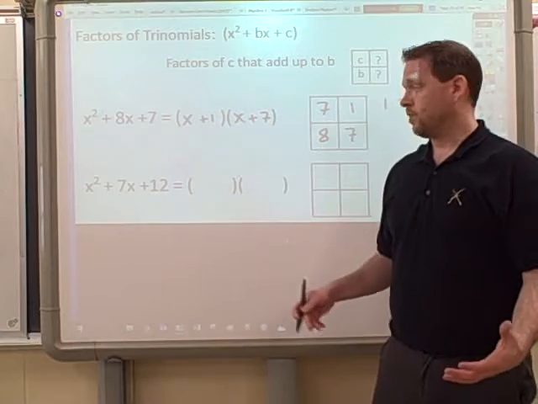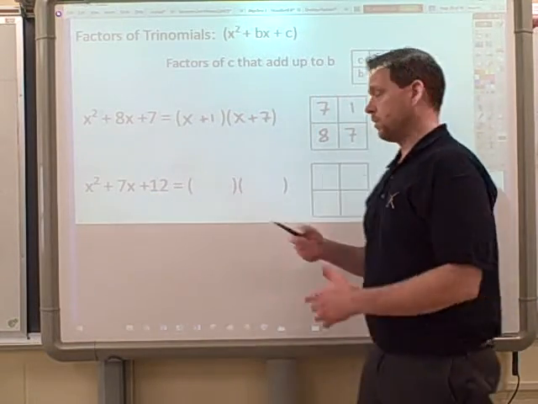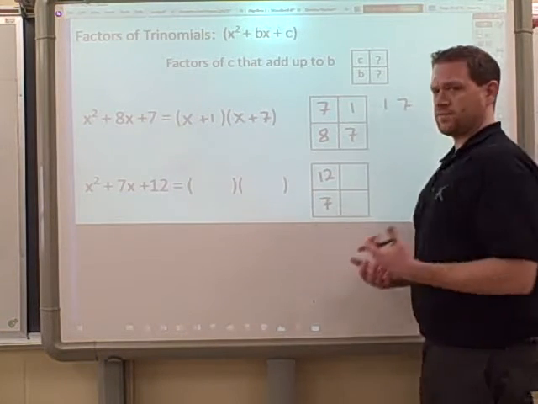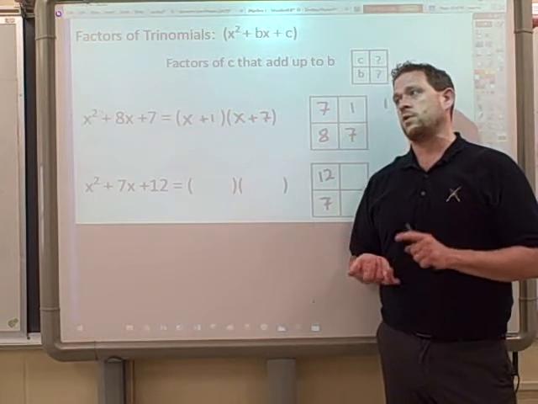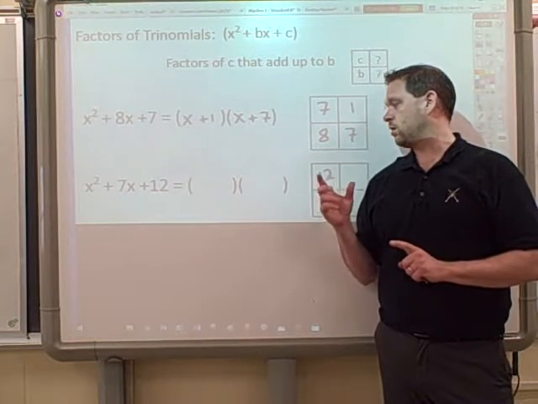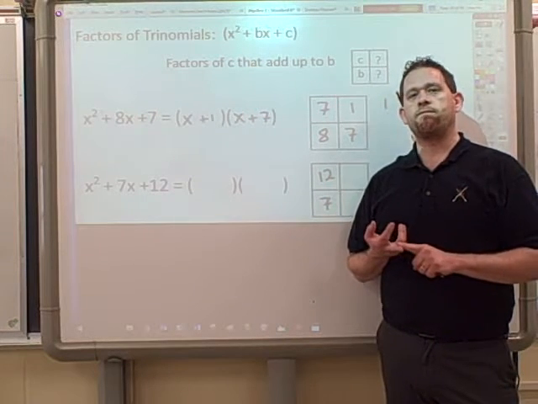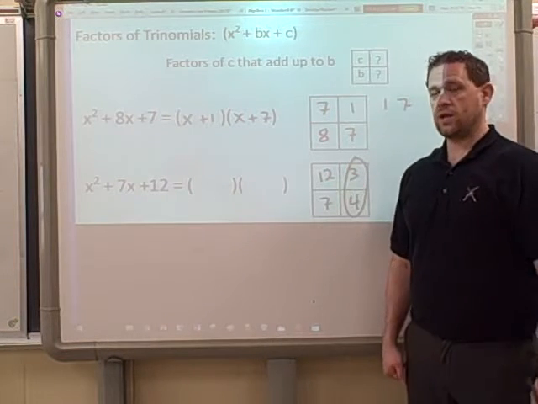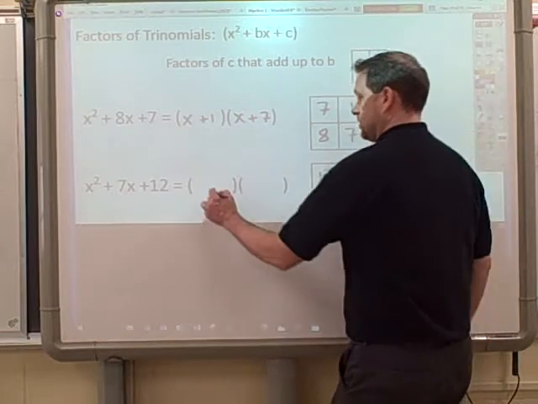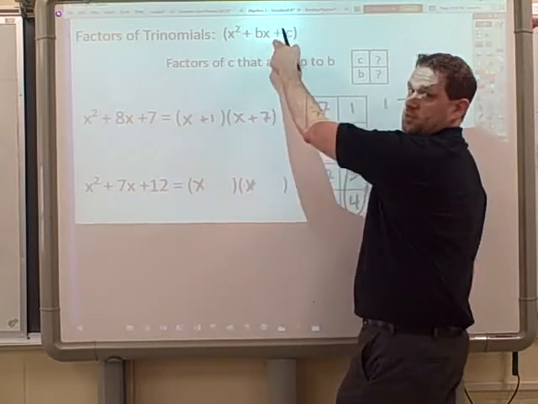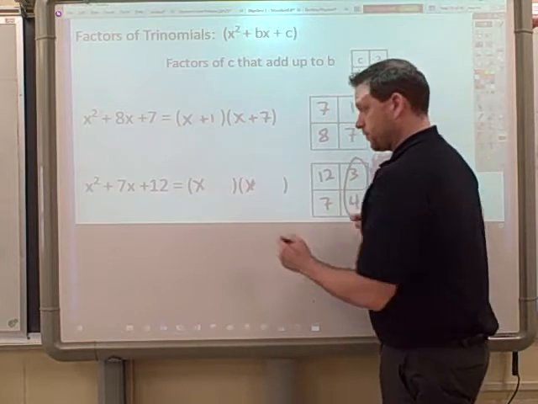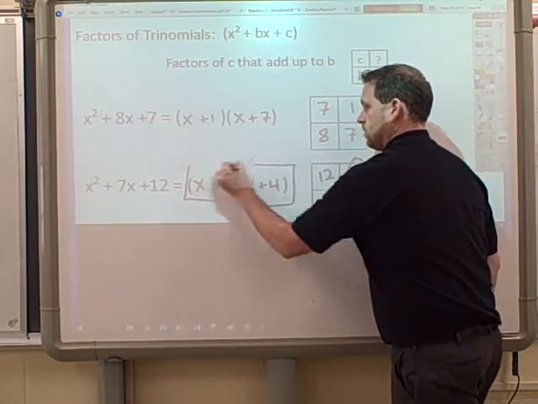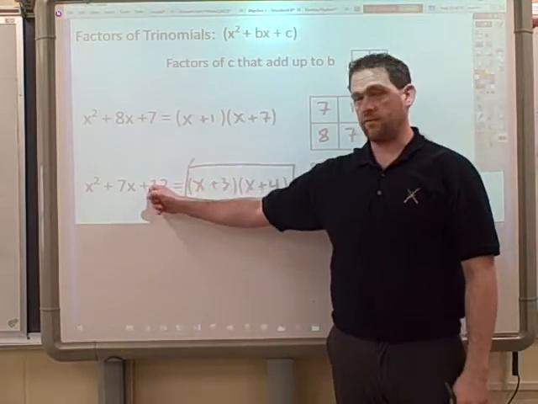Next example. We have x squared plus 7x plus 12. Okay, fill out the box here. 12 is C, 7 is B. Now we have some options for the factors of 12. 1 and 12, no. 2 and 6, no. 3 and 4. 3 and 4 add up to 7, right? So these here are going to be the back end of our binomials. So it's x and x, as it will be for all of these patterns. Plus 3, plus 4, because they're both positive. Okay. Now this is the solution to the factor of this.